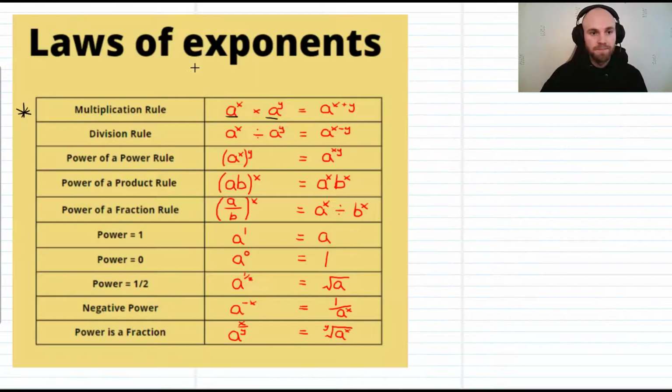So we have n to the power of 3 multiplied by n to the power of 5. So we're going to use that multiplication rule and add those powers. So it's going to be n to the power of 3 plus 5, and that is going to give us n to the power of 8.